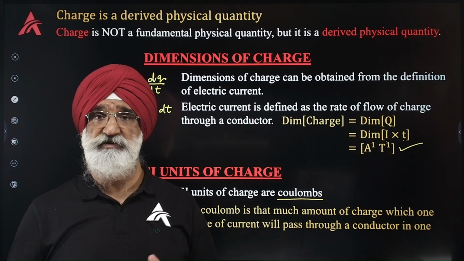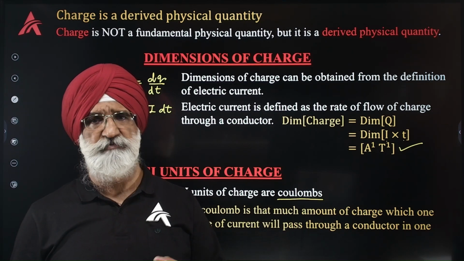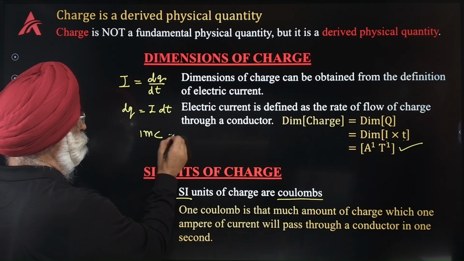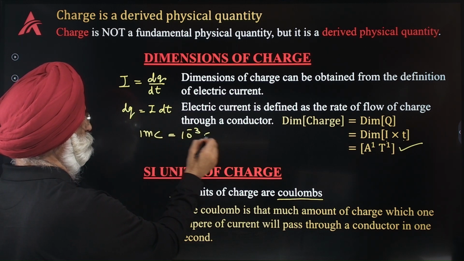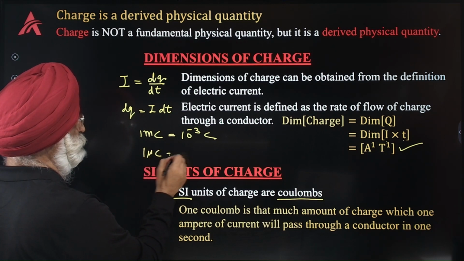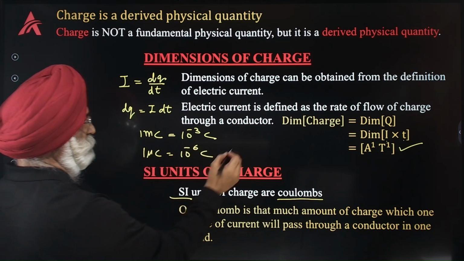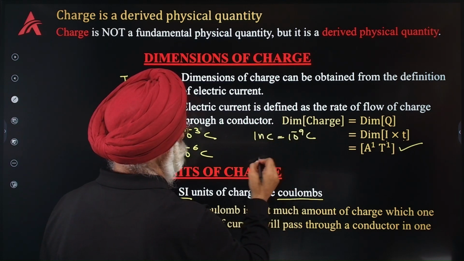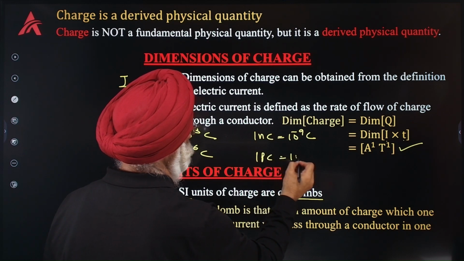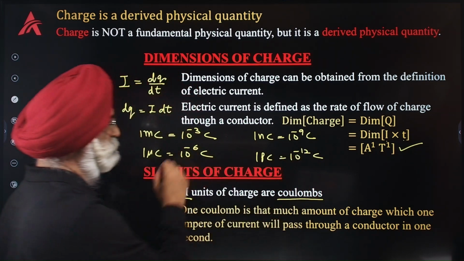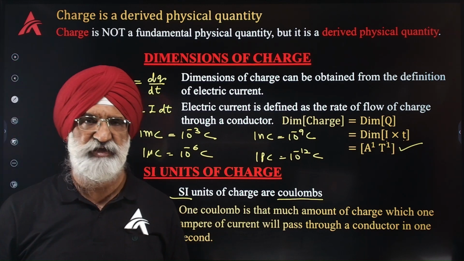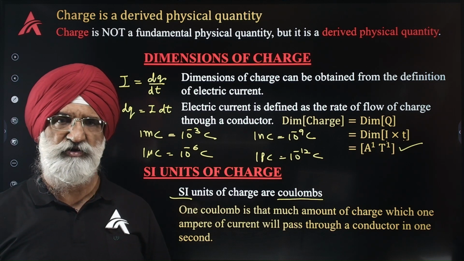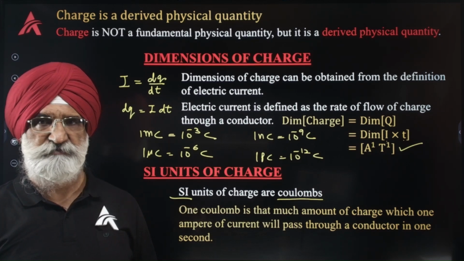And 1 coulomb is a big unit of charge. We do have smaller units. We have the millicoulomb. 1 millicoulomb is 10 to the power of minus 3 coulombs. 1 microcoulomb is 10 to the power of minus 6 coulombs. 1 nanocoulomb is 10 to the power of minus 9 coulombs. 1 picocoulomb is 10 to the power of minus 12 coulombs. These are the small units which we take of charge. Otherwise, 1 coulomb, which is the SI or MKS unit, is a very big unit.